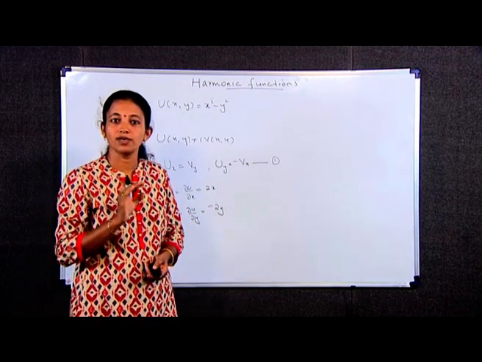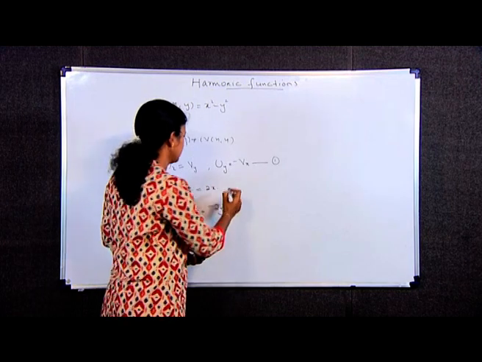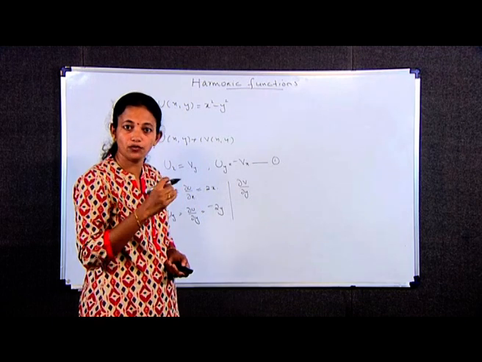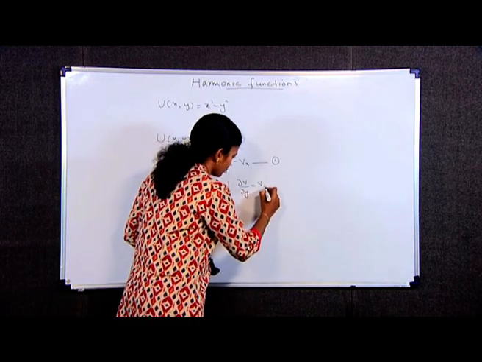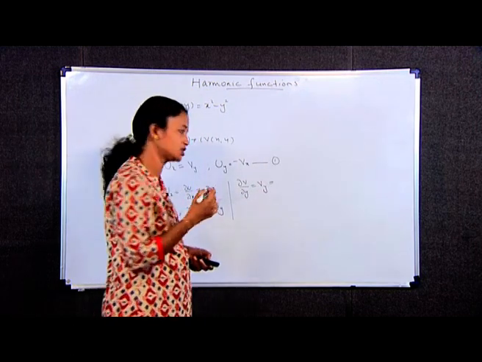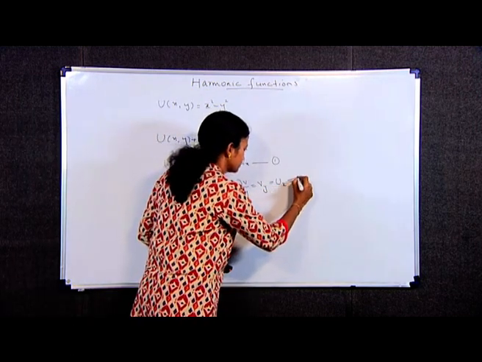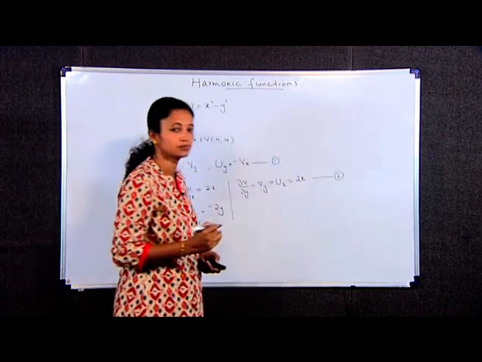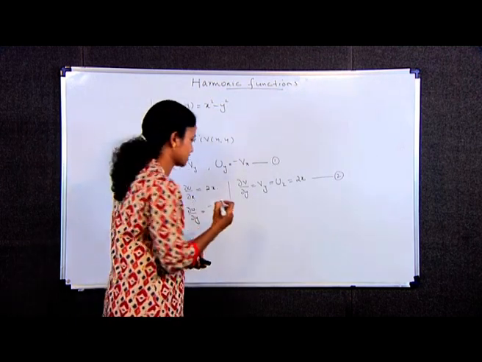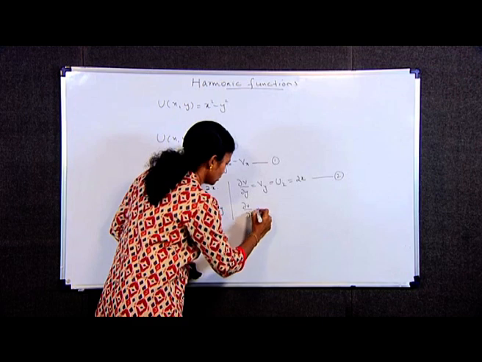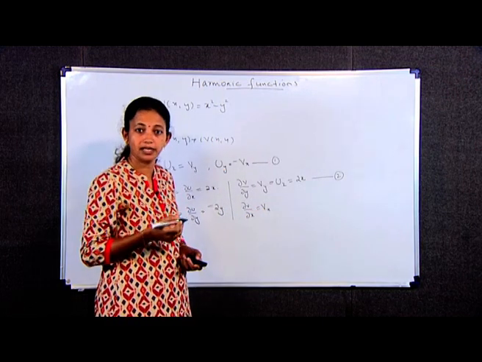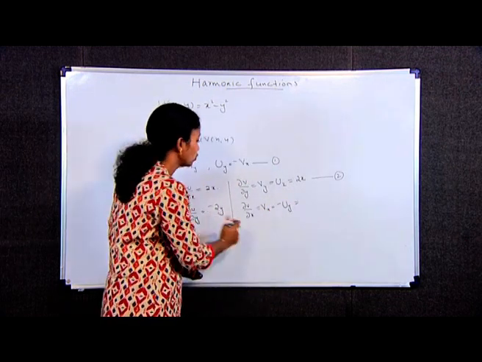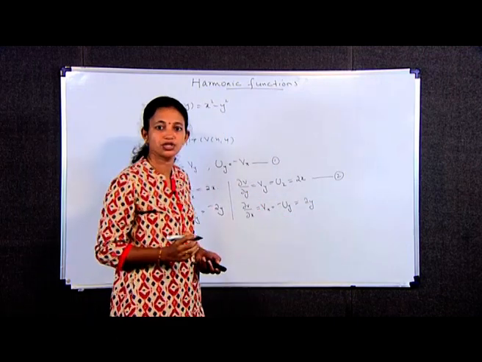Hence, using 1 we must have dou v by dou y, which is equal to vy, which is again equal to ux, which is equal to 2x. Equation number 2. And dou v by dou x, which is equal to vx, which is again equal to minus uy, which is equal to 2y. Equation number 3.